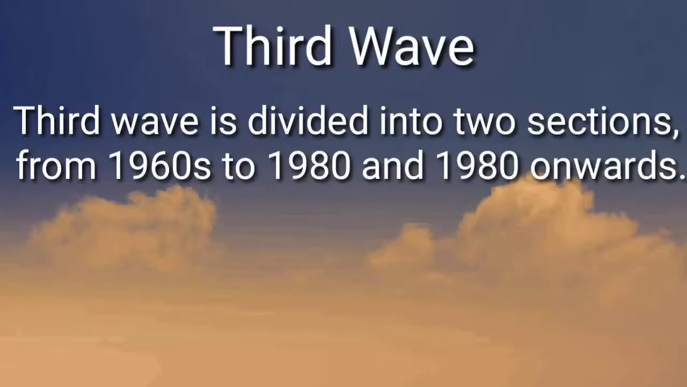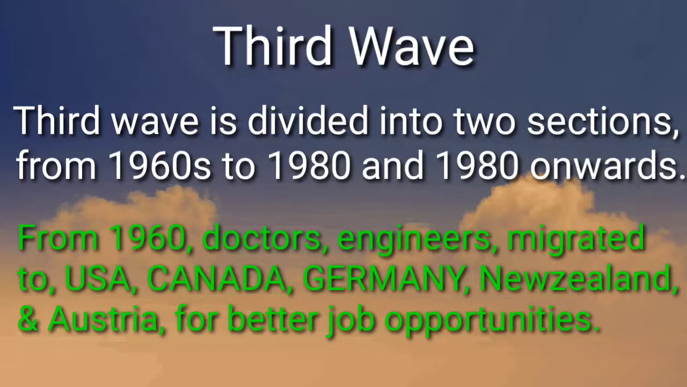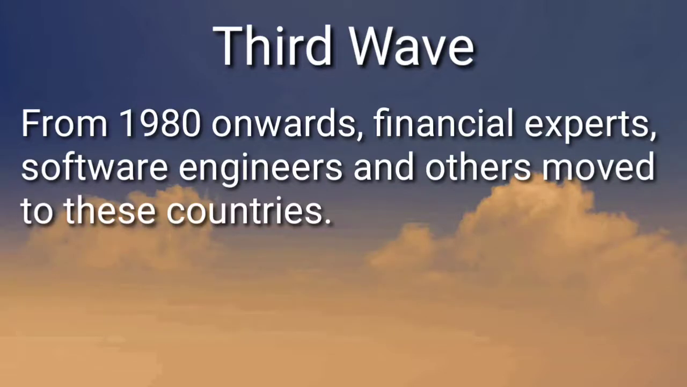The third wave. Third wave is divided into two sections, from 1960s to 1980 and 1980 onwards. From 1960, doctors, engineers migrated to USA, Canada, Germany, New Zealand and Austria for better job opportunities. From 1980 onwards, financial experts, software engineers and others moved to these countries.